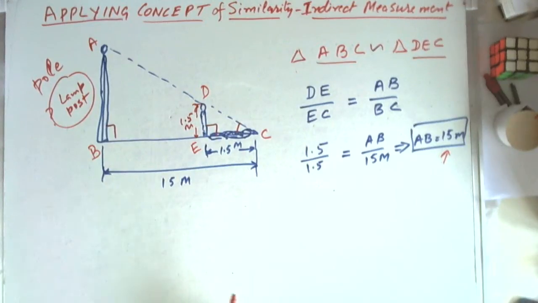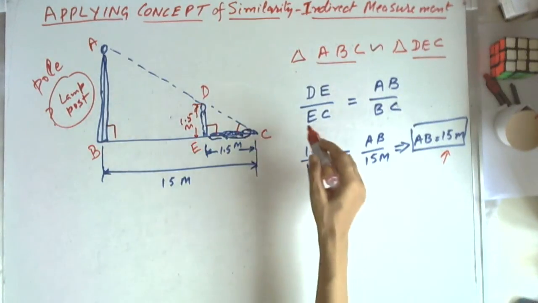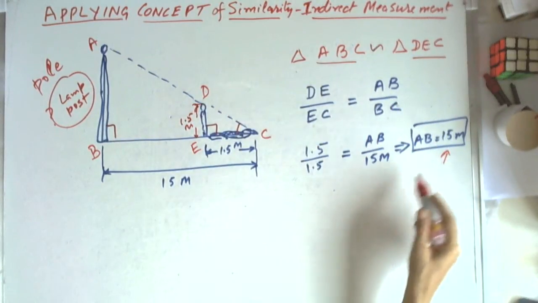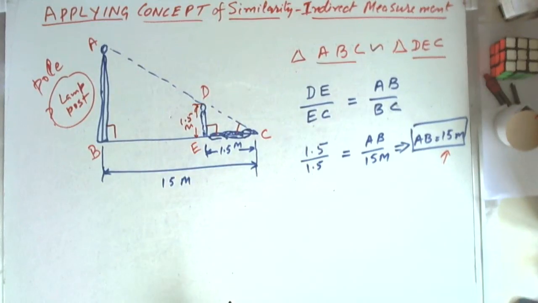So whenever we have a situation like this, something forming two similar triangles, then out of these four values, if we know three, then we can find the fourth value.